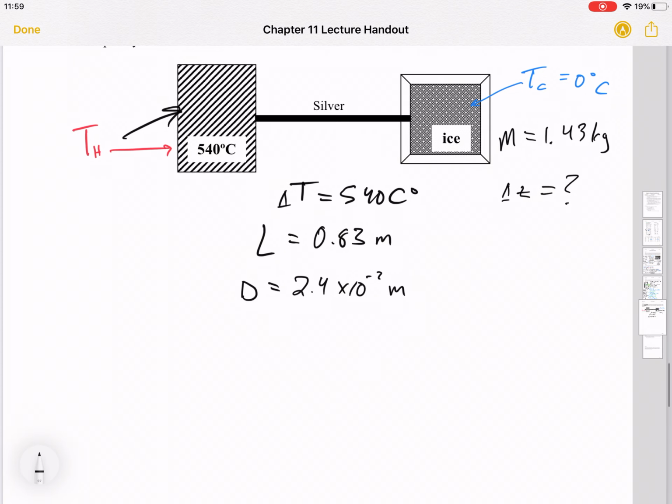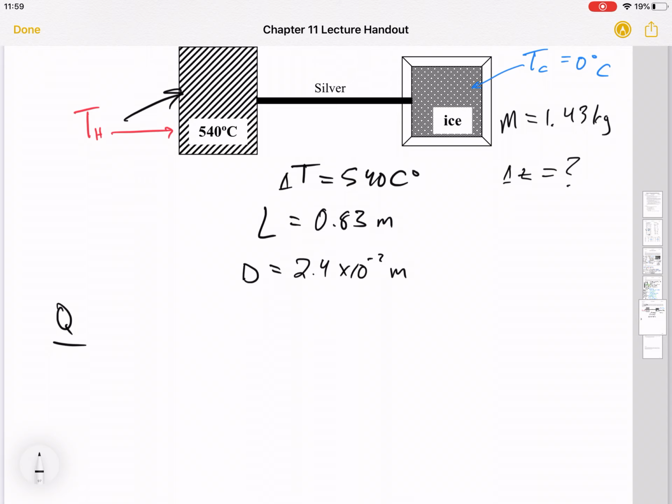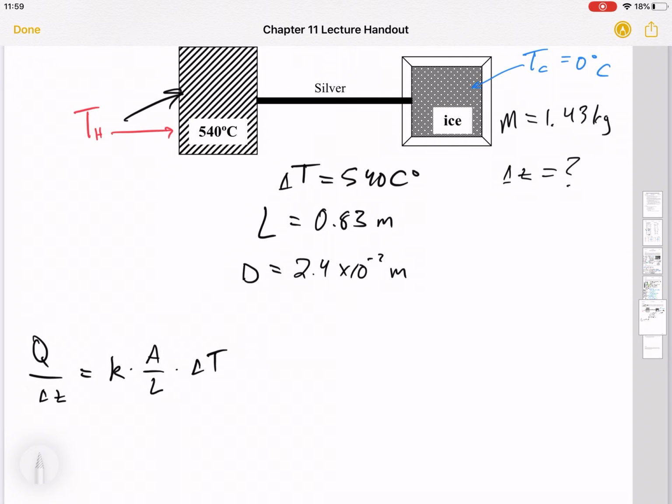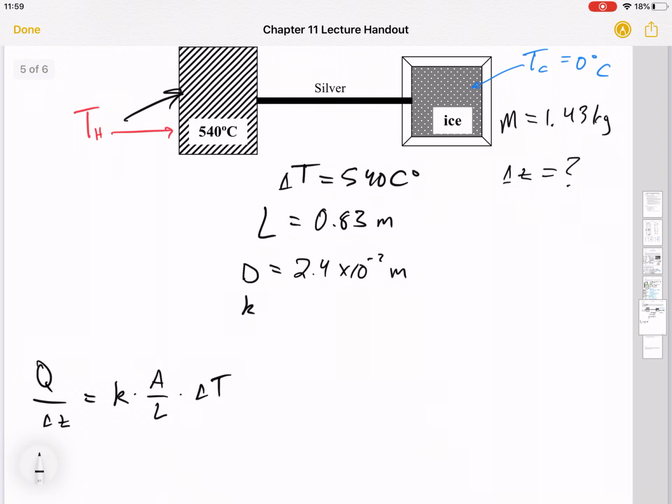Okay, well, our equation is Q over delta t equals K A over L times delta big T. So I've got a length, I've got a delta temperature. This is silver, so I can look up K. K was like 400, K is 420. I think it might have been not quite exactly that, but let's go with 420 to 2 sig figs. And again, that's joules per second meter degree Celsius.